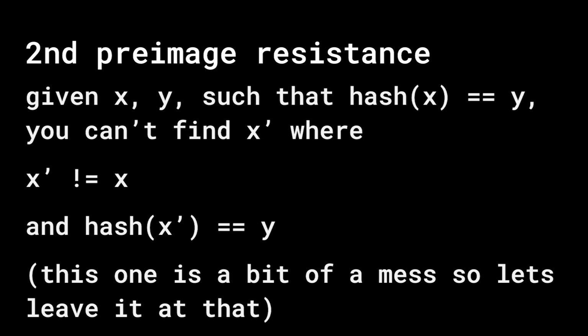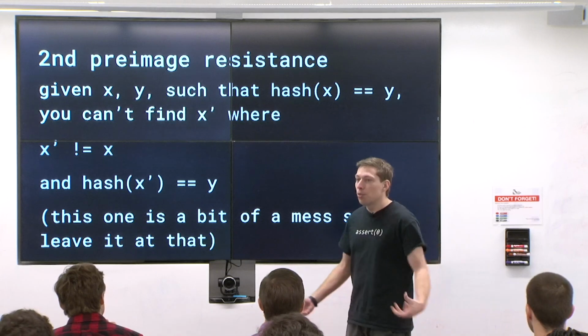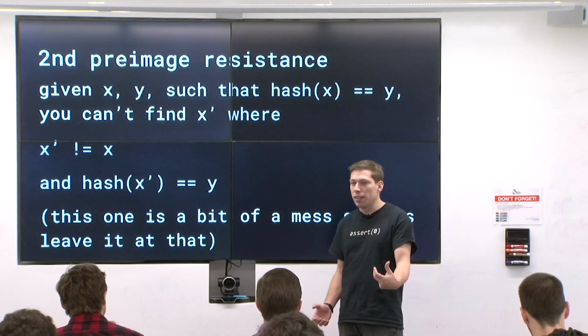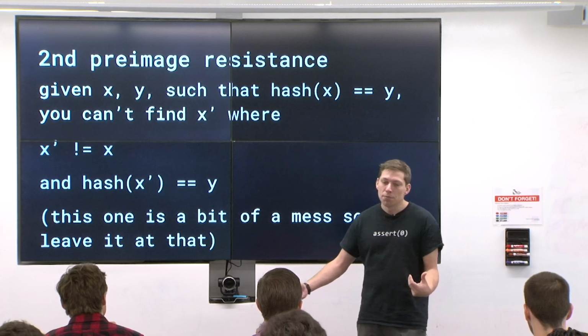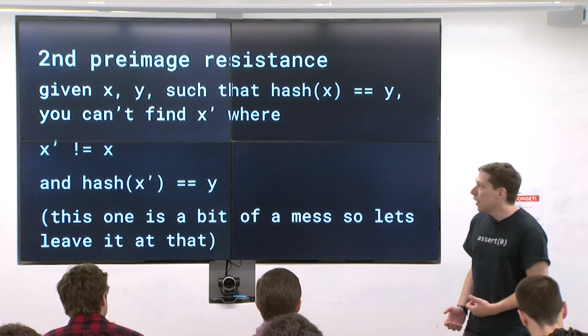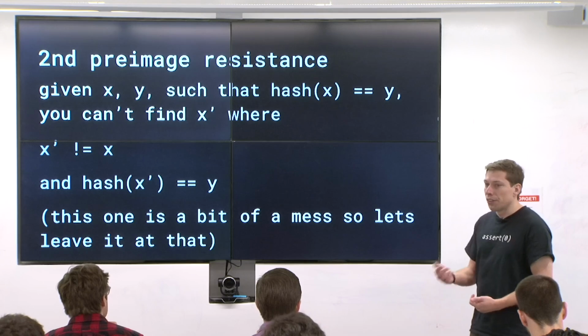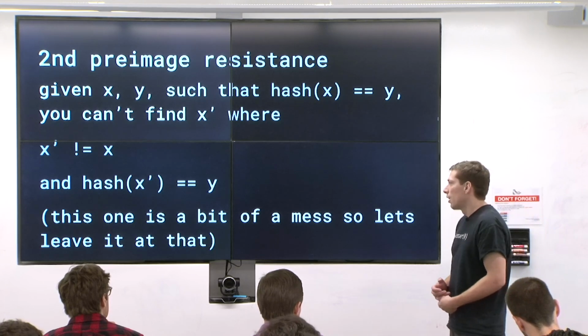Okay, second pre-image resistance. This one's a little trickier and can get messy. So I'll define it, but we won't go into it too much. The idea is, given x and y, such that the hash of x is equal to y, you can't find x prime where x prime is not equal to x, and the hash of x prime is equal to y. So we're giving you a pre-image. We're saying, hey, here's this number x, and here's this result y. I bet you can't find another x that leads to it.